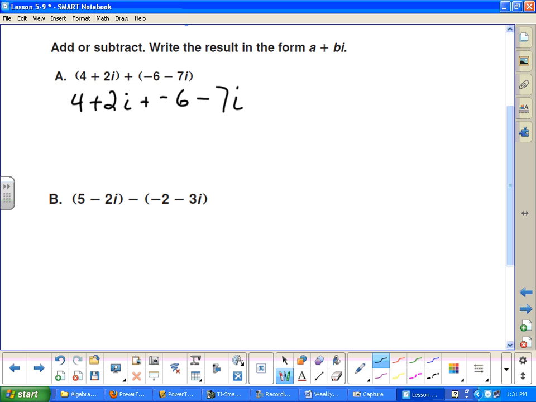So 4 minus 6 is negative 2. 2i minus 7i is negative 5i. That's all you do, just like you've done many, many times before. That's the answer. There's nothing else to figure out. You can't do anything more than that. What about when it's subtracting? What do we do?